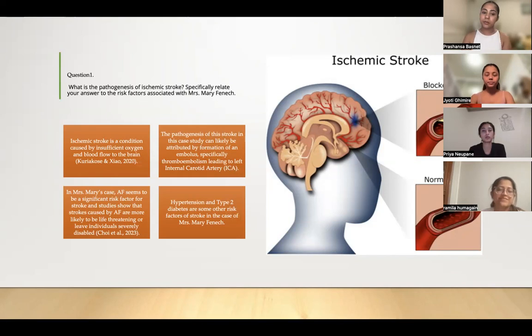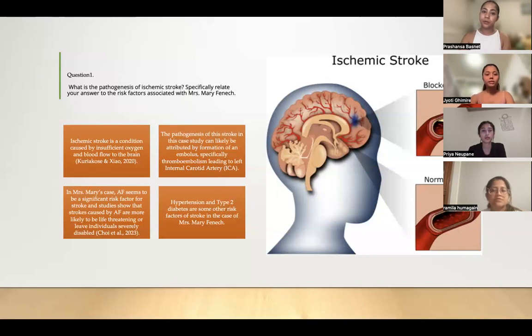Hypertension is another significant risk factor for stroke. Over time, it may cause damage to the blood vessel walls, making clots and plaques more likely to occur. This damage can also disrupt the integrity of blood vessels, making them more prone to rupture.